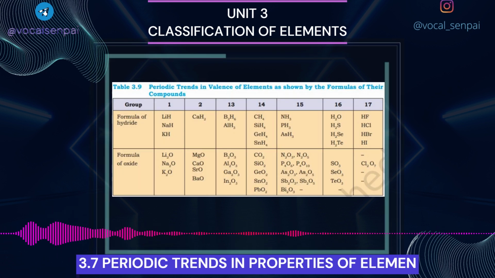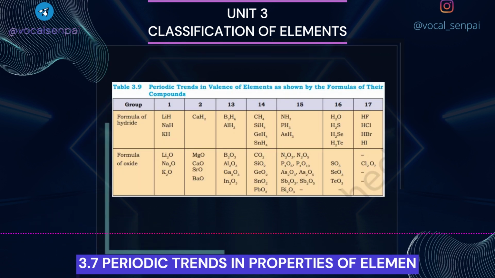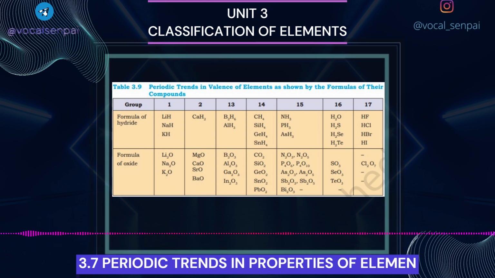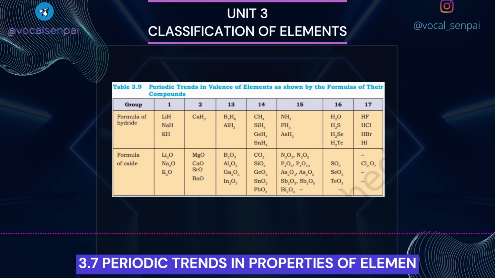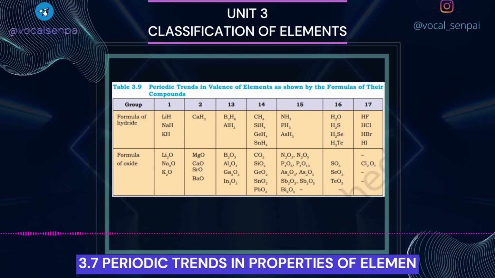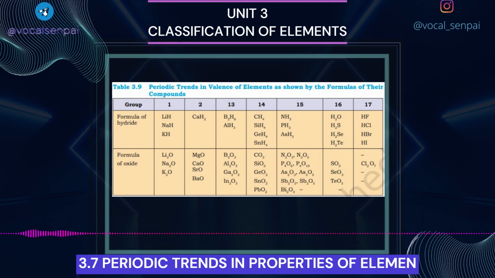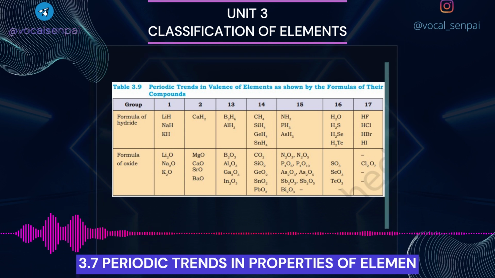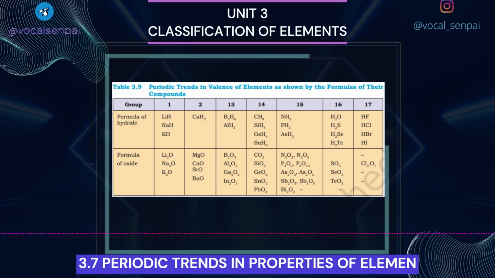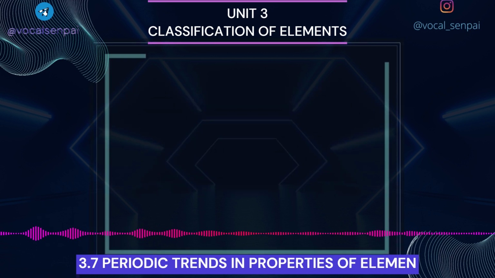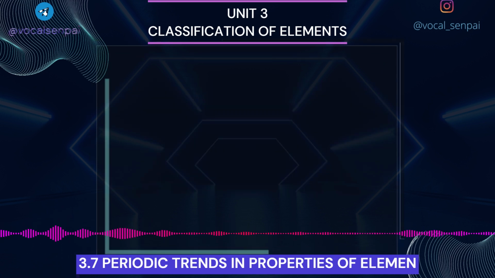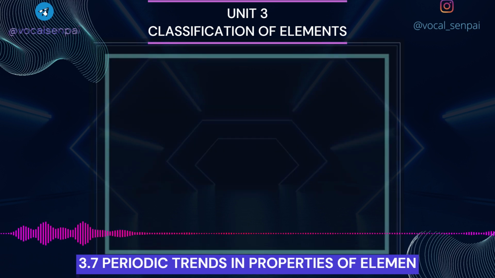Some periodic trends observed in the valence of elements, hydrides and oxides, are shown in Table 3.9. Other such periodic trends which occur in the chemical behavior of the elements are discussed elsewhere in this book. There are many elements which exhibit variable valence. This is particularly characteristic of transition elements and actinoids, which we shall study later.